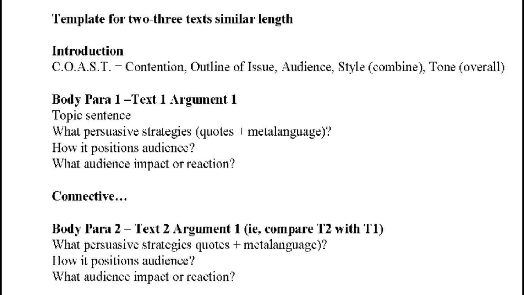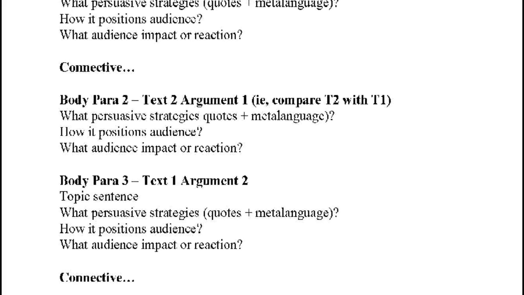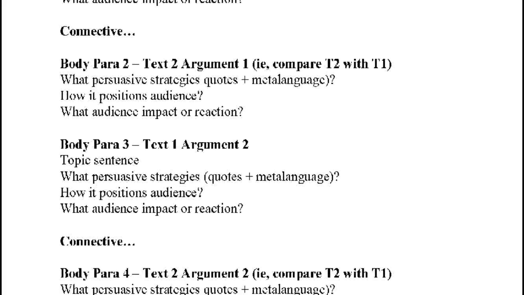Then use a connective to move into the second paragraph, and that is to look at the key argument from the second text, i.e. you're comparing text 2 with text 1, looking at the persuasive strategies, the key quotes, meta-language, whether there's any audience positioning, the appeals to audience and so on.